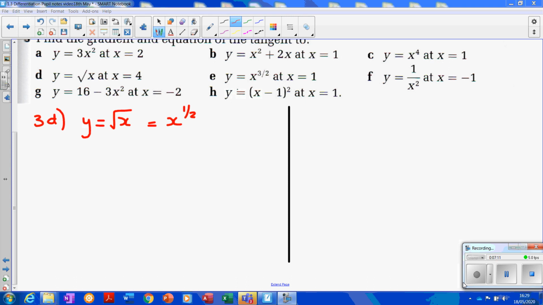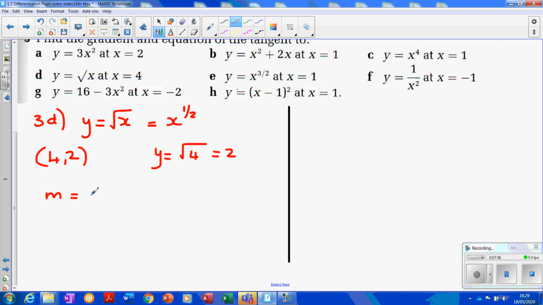Okay, so y is equal to, for part D, the square root of x. But the square root of x is also x to the half. Okay, now I want to work out the point. So the point where x is 4, so it's 4, something. Now, this is the one I'm going to use where it shows me the root. So the y-coordinate is the square root of x, which is square root of 4, which is 2. So that gives me the point 4, 2.